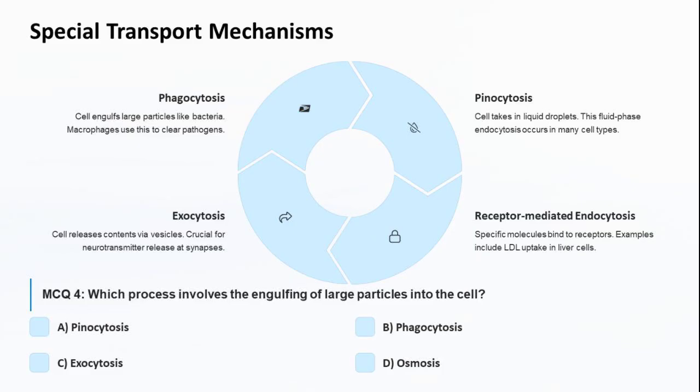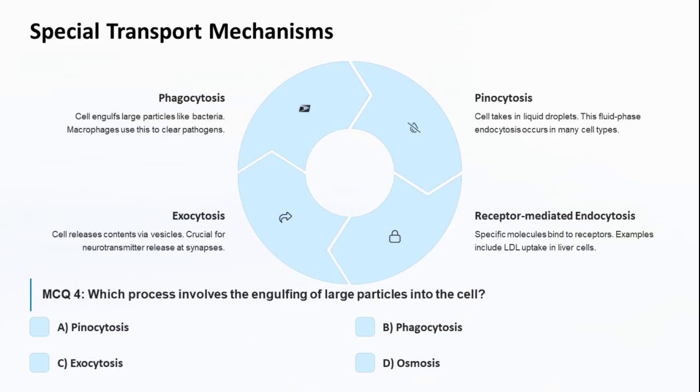Cells use endocytosis to bring in materials: phagocytosis for solids like bacteria, pinocytosis for fluids. Receptor-mediated endocytosis targets specific molecules. And to send things out? That's exocytosis, crucial for hormone and neurotransmitter release.